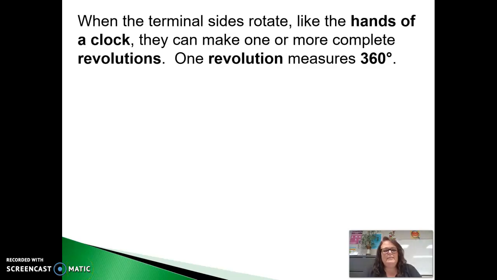Okay, so we're gonna continue our first section, which is again a lot of vocabulary, a lot of minute details. So it's gonna seem like a lot, but it's really not difficult work. It's kind of shallow work. So we were talking about the initial side and the terminal side. And that terminal side can actually rotate more than one time. One complete revolution is 360, but we could have two revolutions, three revolutions, etc.